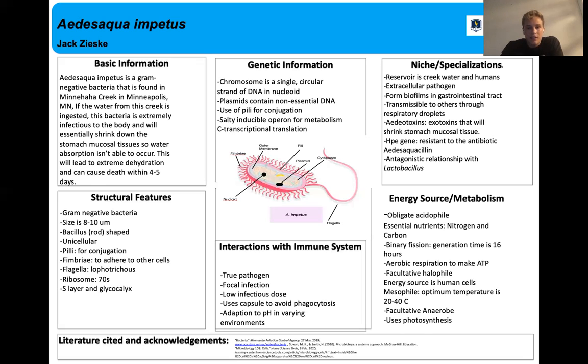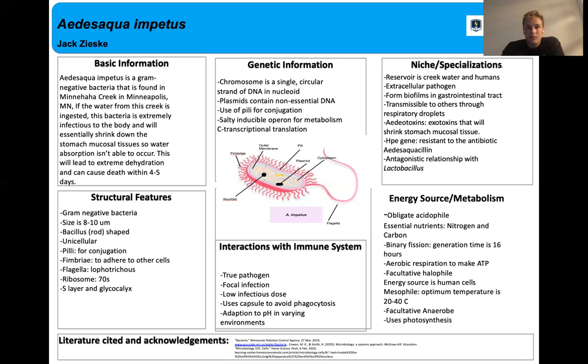And then moving on, looking at the interactions within the immune system, we can see that it is a true pathogen, meaning that it induces illness in people who are healthy and immune. This infectious bacteria can cause disease, whether or not anyone has any underlying conditions. And it has a very low infectious dose, which means that an infection may be caused by even a small number of bacteria entering through consuming some of the water.